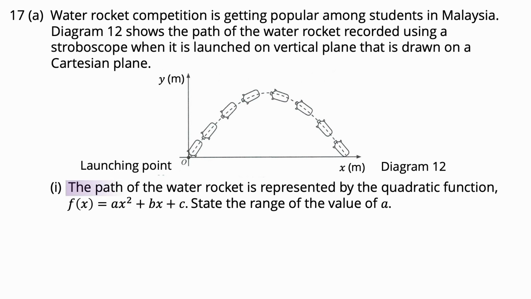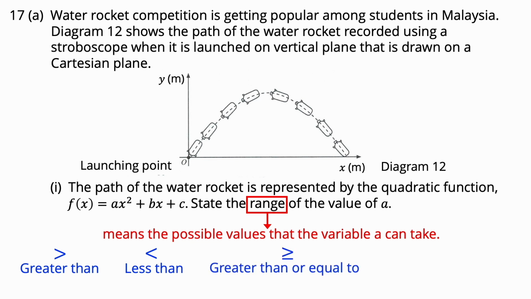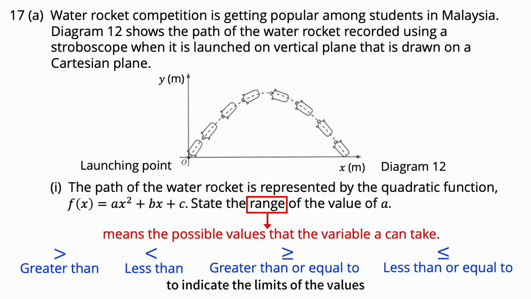A1. The path of the water rocket is represented by the quadratic function f(x) = ax² + bx + c. State the range of the value of a. The word range means the possible values that the variable a can take. When you're asked to state the range of values, you should usually use inequality symbols, such as greater than, less than, greater than or equal to, and less than or equal to, to indicate the limits of the values.